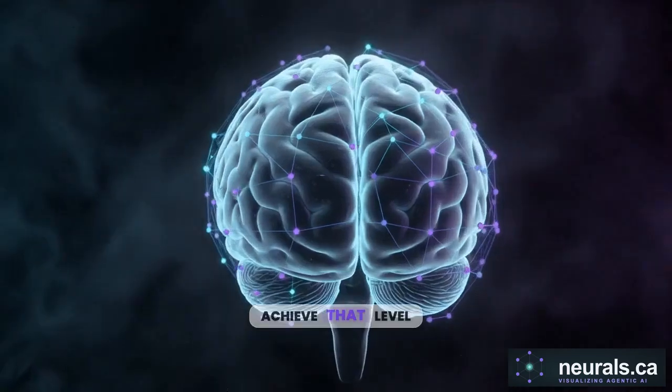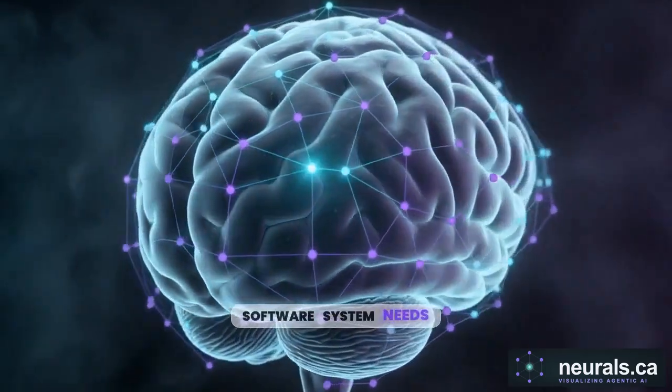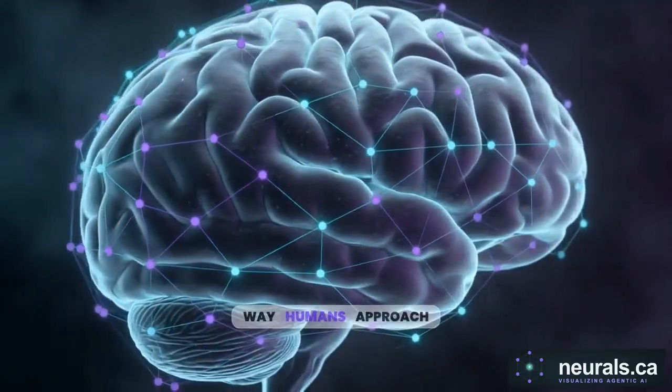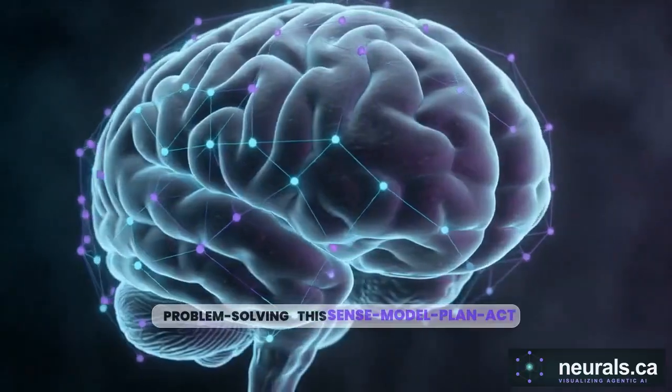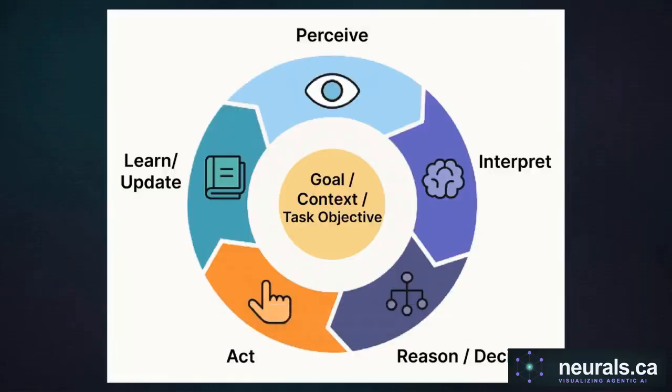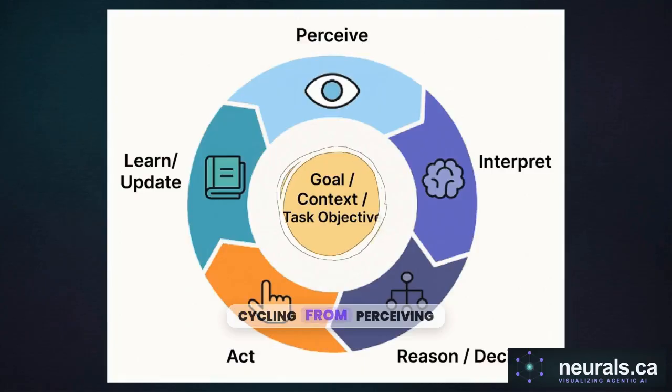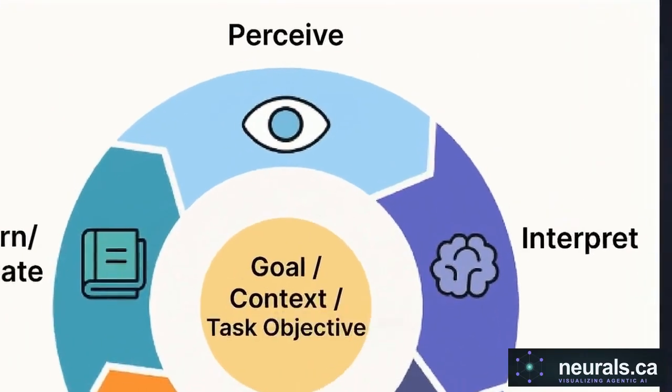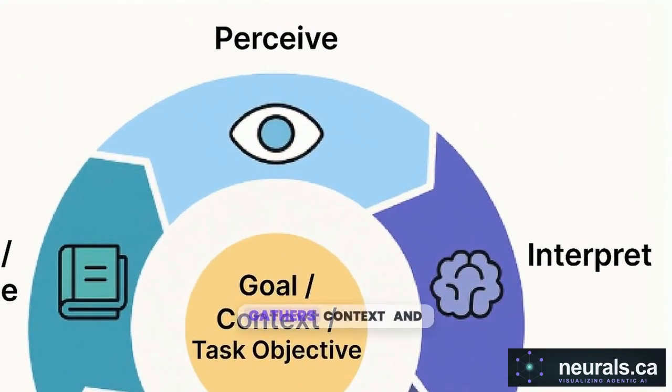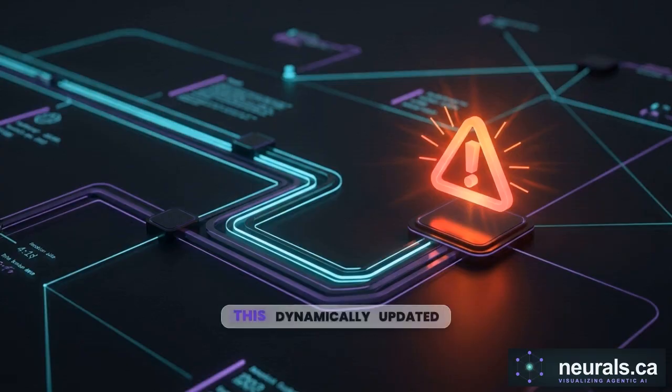entity. To achieve that level of autonomy, the software system needs a structural framework that mirrors the way humans approach problem-solving. This sense, model, plan, act loop is the cognitive backbone for decision-making. Notice the continuous outer ring cycling from perceiving through acting, circling a core objective. At the top is the sense and model phase, where the agent gathers context and builds a persistent internal map of its environment. If an AI lacks this dynamically updated internal world model, it remains blind to the context around it, making long-term strategic execution impossible.